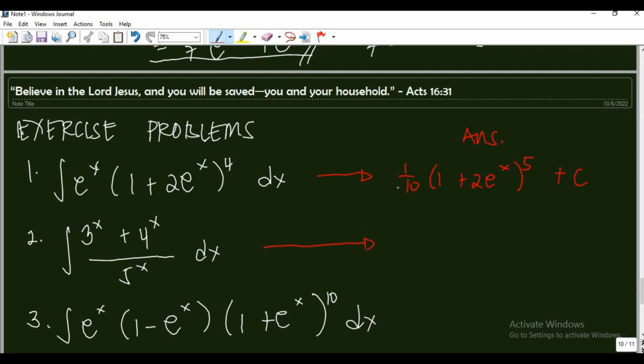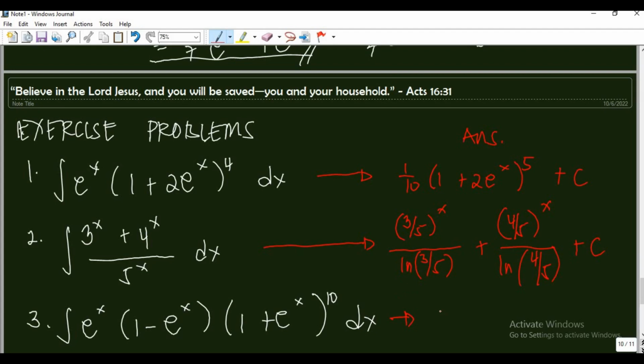Paano nakuha tong mga to? For this second problem, my answer here is 3 over 5 raised to x over the ln of 3 over 5 plus 4 over 5 of x over the ln of 4 over 5 plus c. Again, try to solve these 3 problems and compare your answers with mine.